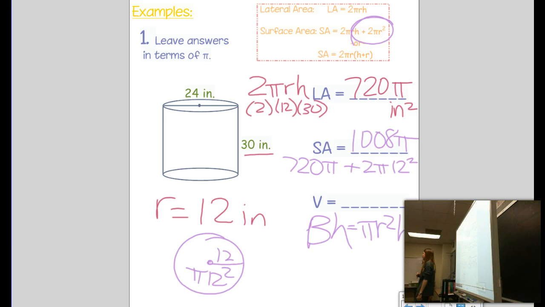144 pi. And now you're doing base times height. So you're doing 144 times 30. And Lewis, what do you get? 144 times 30. Base times height. 4,320?